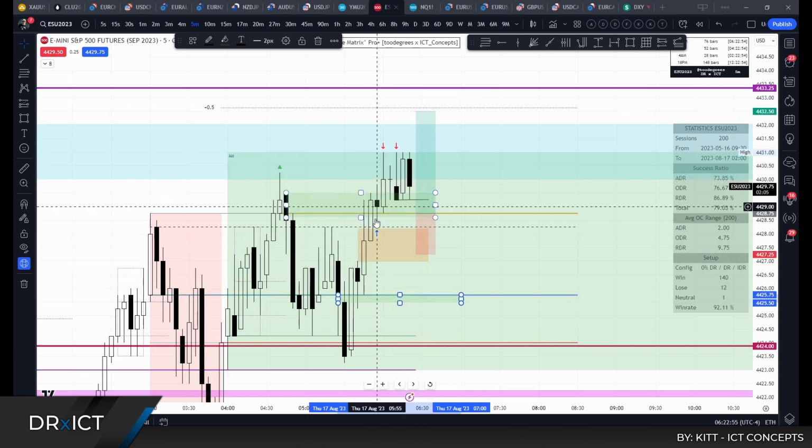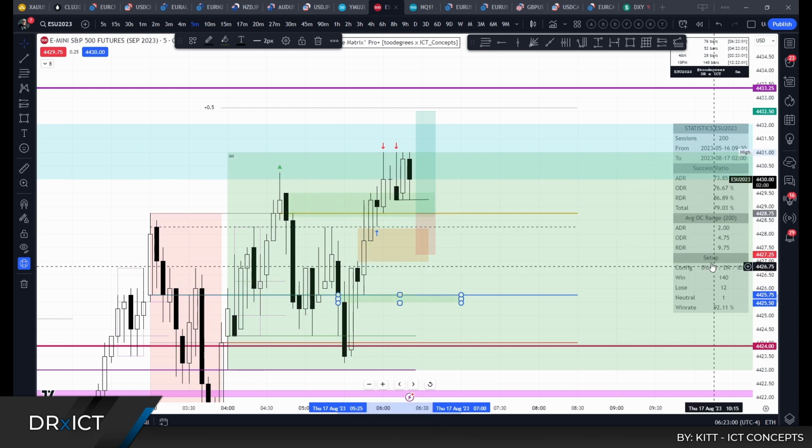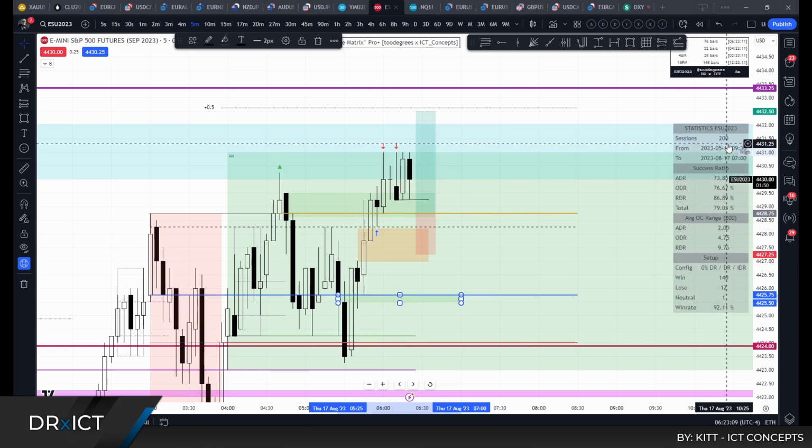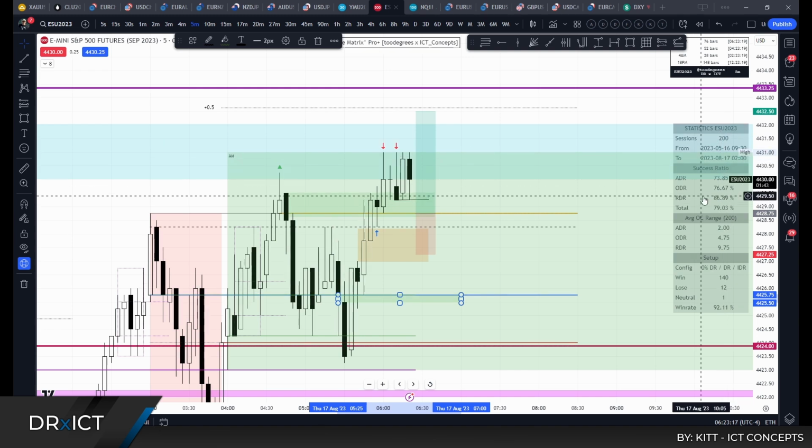So even though we were on sides with the model, with the configuration details giving us a high statistical probability over the last 200 sessions, the last 200 sessions go from January, February, March, April, May 16th to today, real time. It's given us the ODRs. This model occurs 76% of the time.